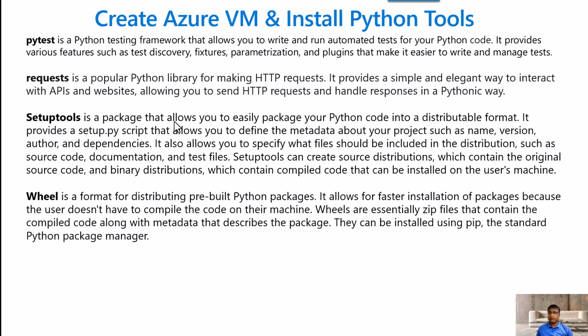Setup tool is again a Python library which makes it very easy for us to package your Python code into a distributable. It contains the setup.py script which helps you to define the metadata. Metadata means the name, version, author and dependencies, so that when you do the setup, it automatically collects the dependencies and compiles your code, right? You can also use different kinds of files when you distribute your package, like source code, documentation, test files, right? So this is how the whole setup tool works, and we will see in the upcoming slides how setup tool will be used, right?